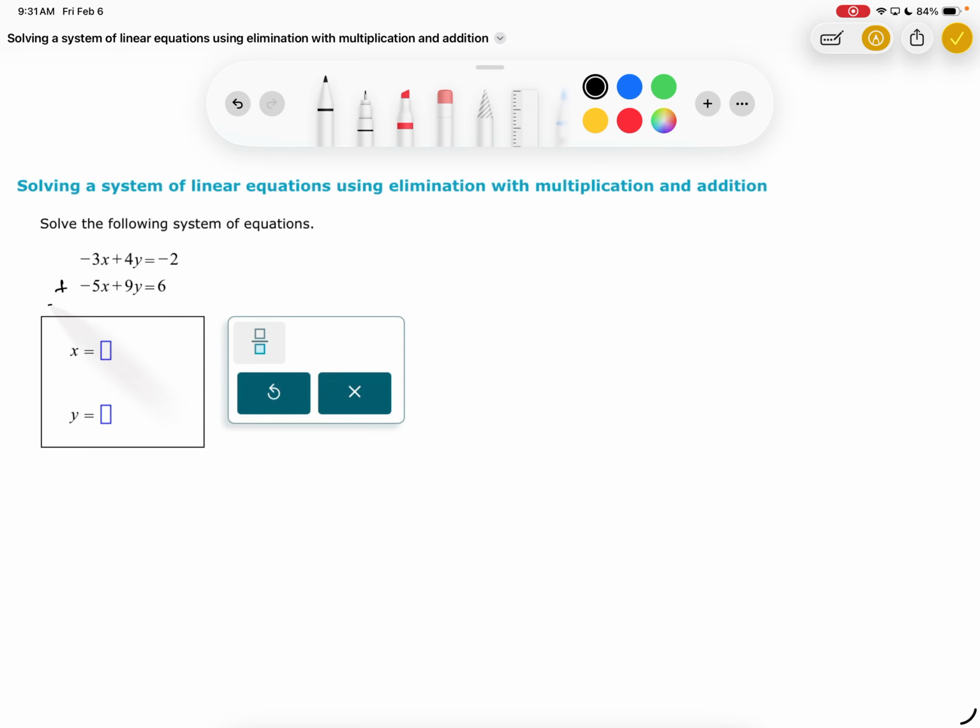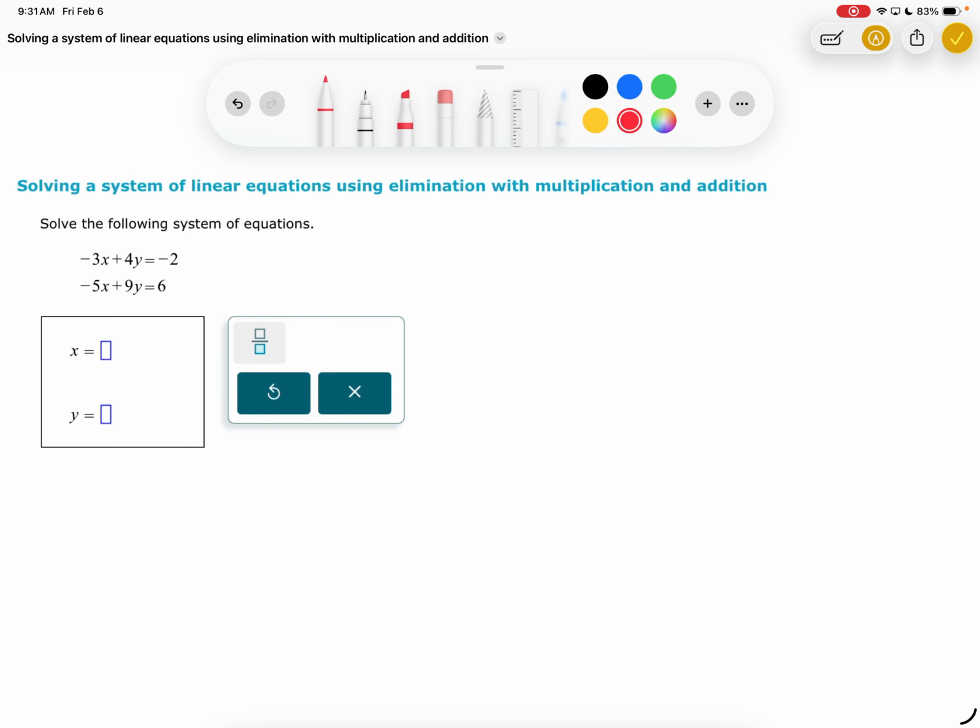If I were to just add these up right now, it would be negative 8x plus 13y equals 4, right? So that doesn't help me at all. But what I can do is manipulate these so that when I add them up, something cancels out. I didn't pick a very easy one to start with here, but let's cancel out our x's.